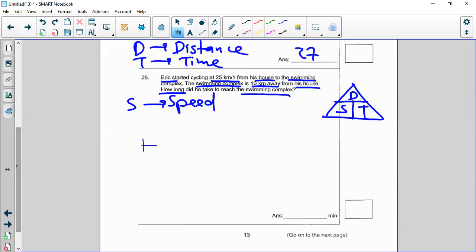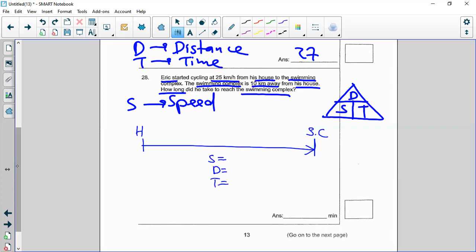So you draw a line. This is your speed distance timeline. And you have to label from the house to the swimming complex. Eric started cycling from the house to the complex, and you show the arrow. Where is he moving? Left to right. Usually you always move from left to right. And there is one big journey here, and that is speed, distance, and time.